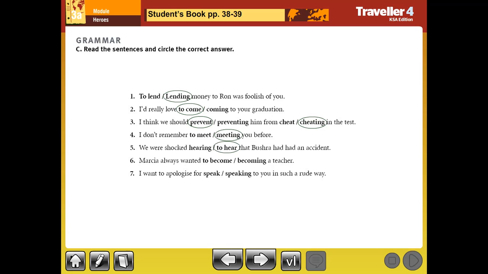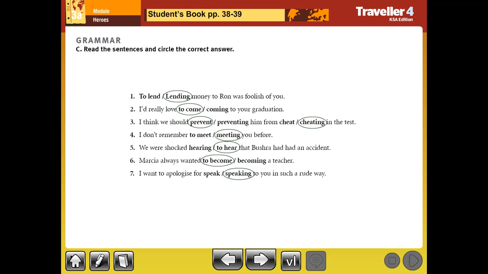نمبر 6 look wanted. Wanted the verb want قلنا اتبعه to زائد المصدر, wanted to become a teacher. The last one number 7 I want to apologize for. Preposition حرف جر، قلنا البروبوزيشن يتبعها verb plus ing. ها apologize for speaking to you. This exercise هذا التمرين is very important جدا مهم. The same way we get in our final exams. Okay, be careful about this exercise.